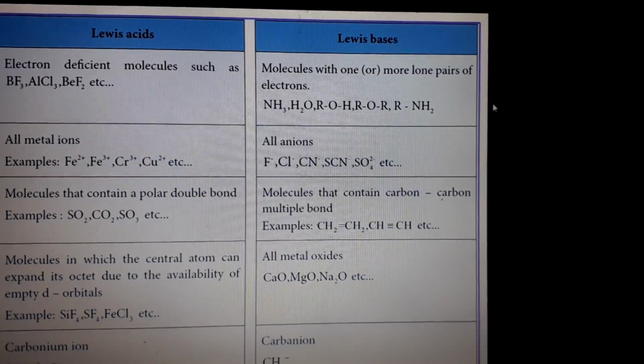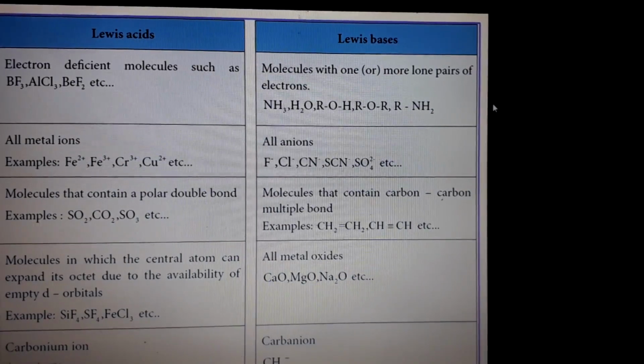Next, carbonium ion, CH3 plus. This is in hydrocarbons. Alcohols and aldehydes are all carbonium ions. Carbanion, CH3 minus.